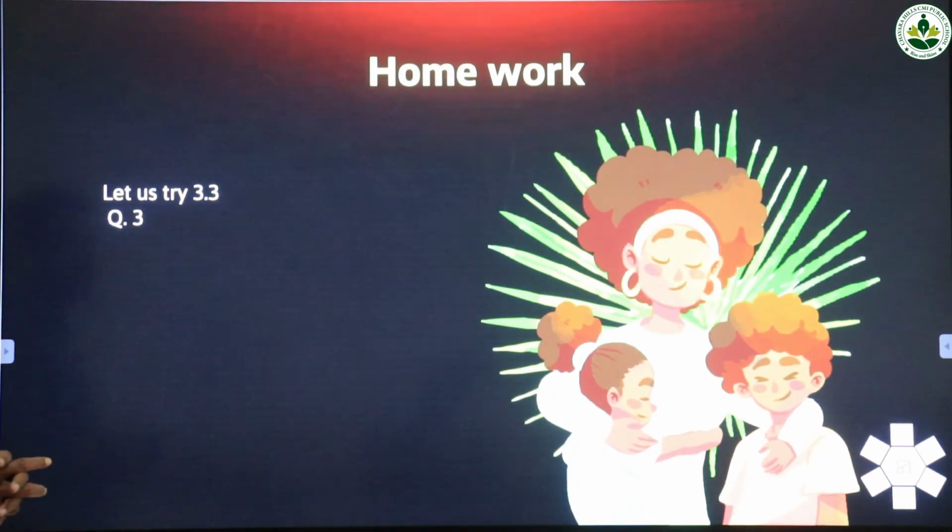Here is your homework question. Let us try 3.3. Question number 3 is the homework.